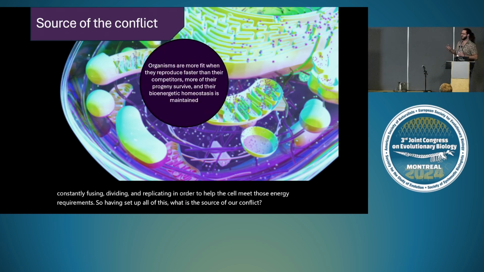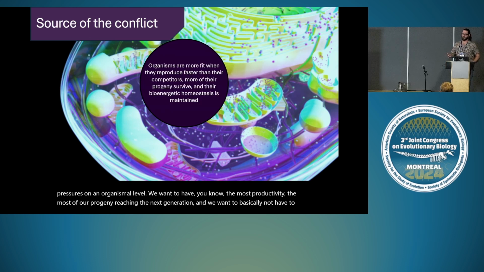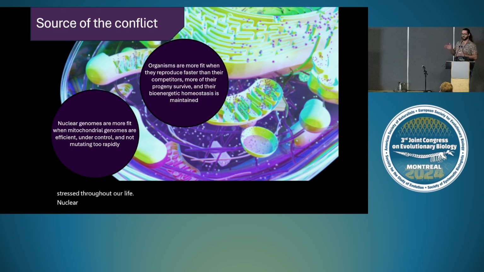The source of this is the fact that there are 3 different players in this situation, all of which have subtly different, or in the case of the mitochondria, drastically different selective pressures. On an organismal level, we want to have the most productivity, the most of our progeny reaching the next generation, and we want to basically not have to be too stressed throughout our life. The nuclear genome seems to work pretty concurrently with that most of the time.